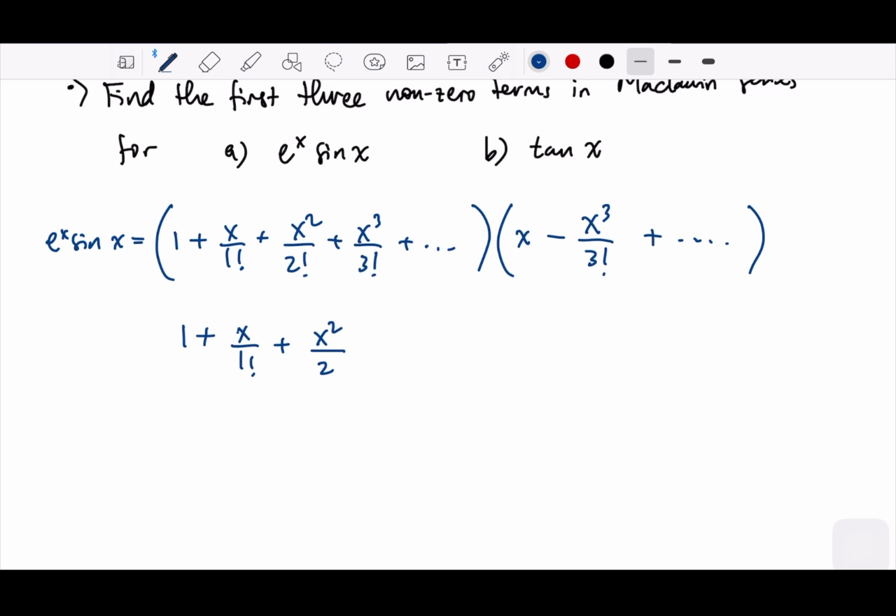Let me write the factorials in the value. So this will be 2, this will be 6. So this will be e to the x. For sine, let me write x here and minus x cubed over 6 here and plus. Okay, this is for sine.